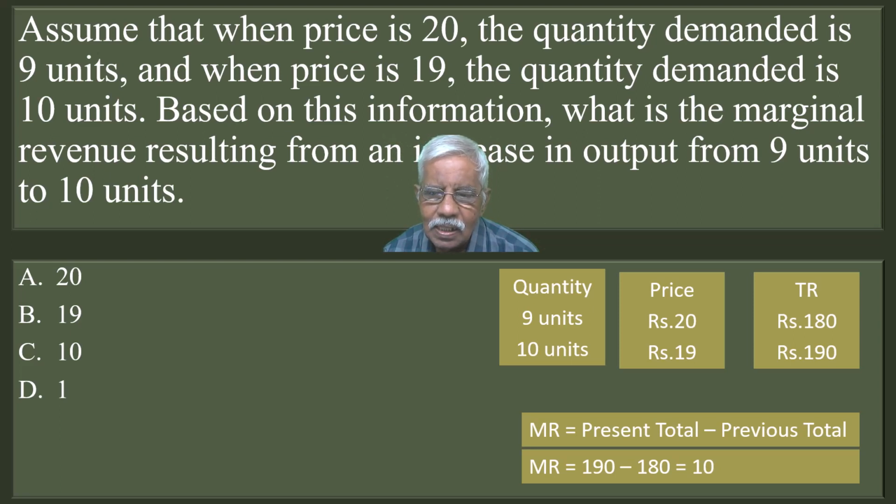But from quantity and price, we can calculate total revenue. For 9 units, the total revenue is price times quantity, 180 rupees. For 10 units, total revenue is 10 units times 19 rupees, 190 rupees. 190, that is present total, 180 is the previous total. 190 minus 180, 10. 10 rupees is marginal revenue. Option C is the correct answer.